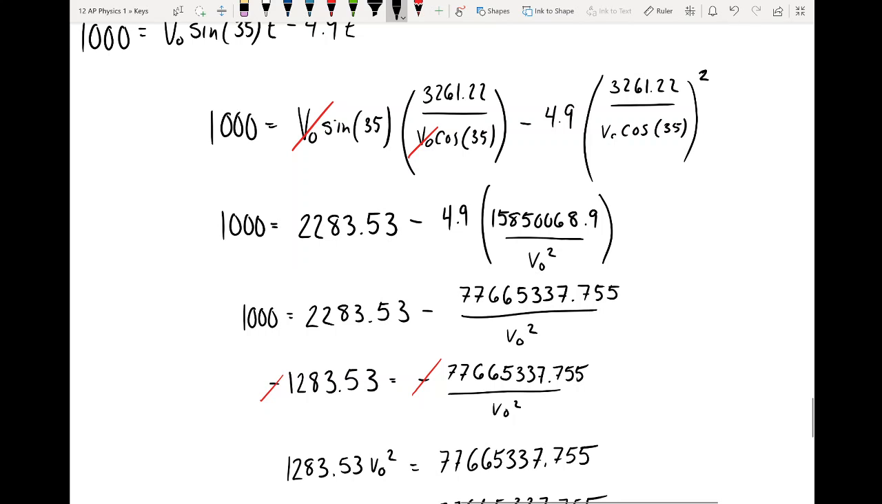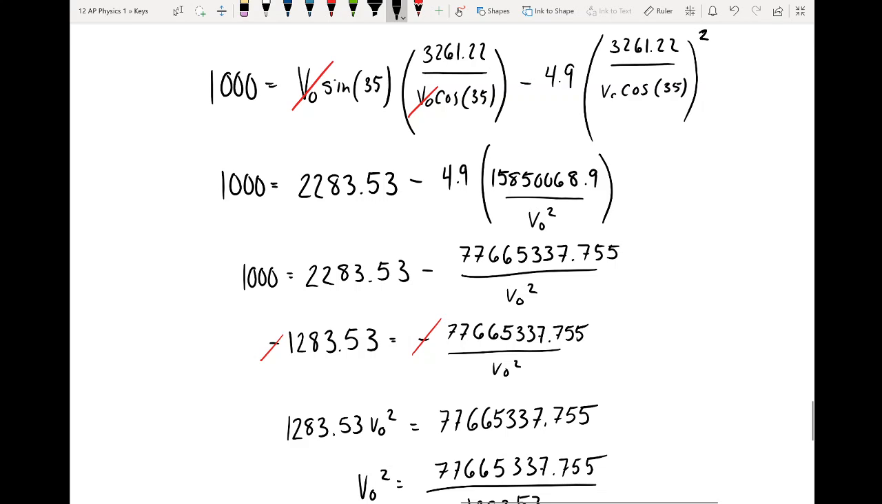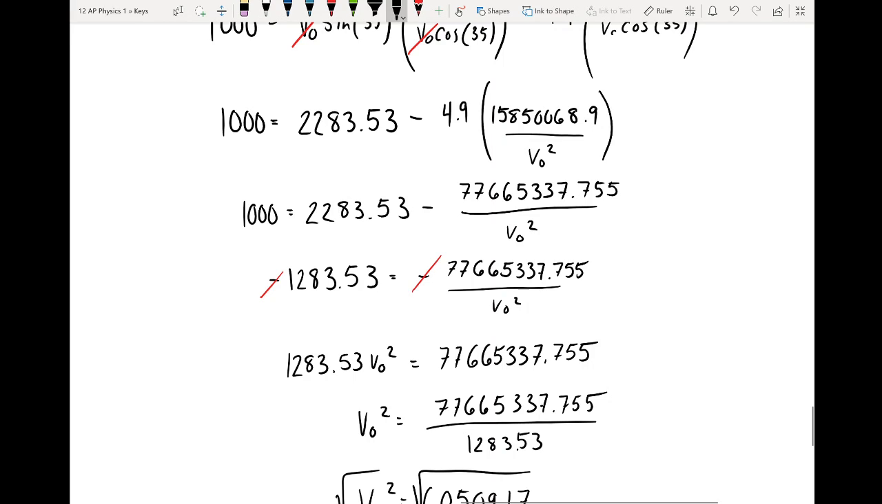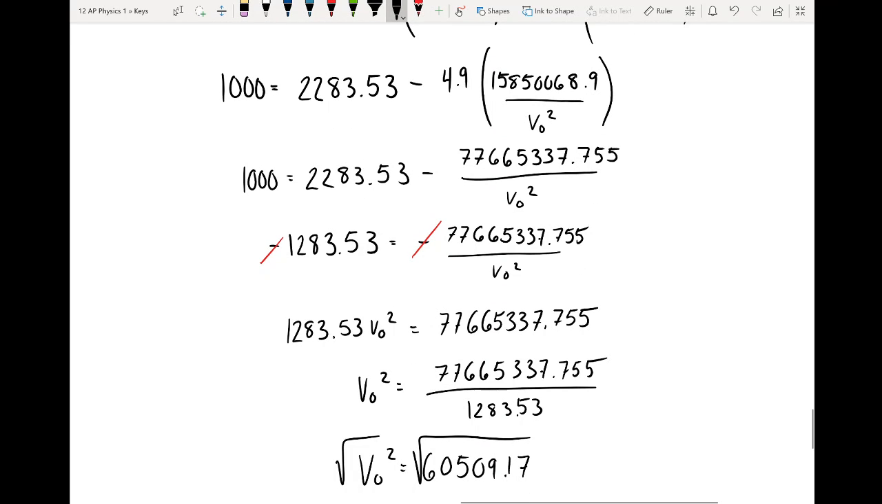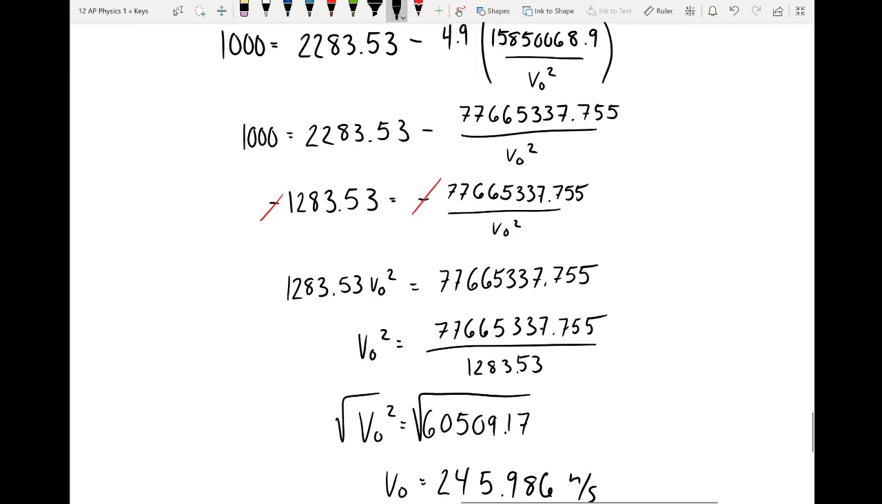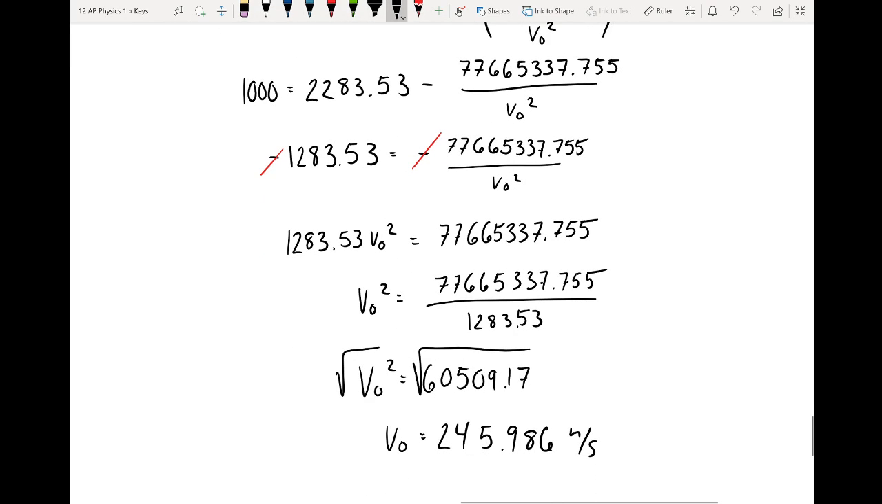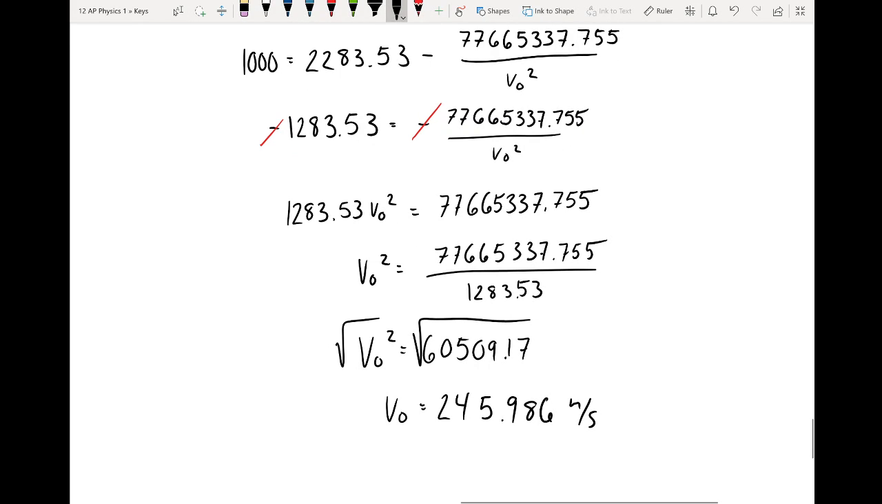And then squared 3261.22 over cosine 35. So when you have that squared, you get 1585006.8 divided by v naught squared, multiplied by 4.9 times this 1585006.8. And then I said 1,000 is just a number, 2283.53 is just a number, so I can subtract the 2283.53 from 1,000. We get negative 1283.53 equals negative this whole quantity. I canceled out the negatives. I have 1283.53 equals this then. I just brought the v naught squared over, multiplied both sides by v naught squared, then divided both sides by 1283.53. Then we get v naught squared equals 60509.17.